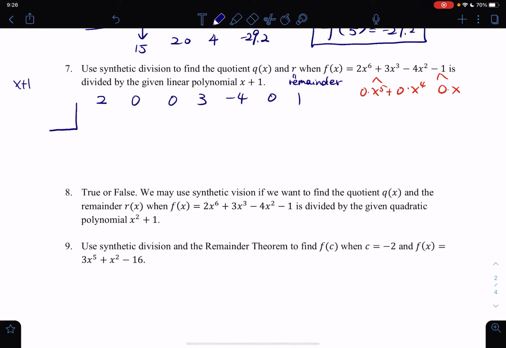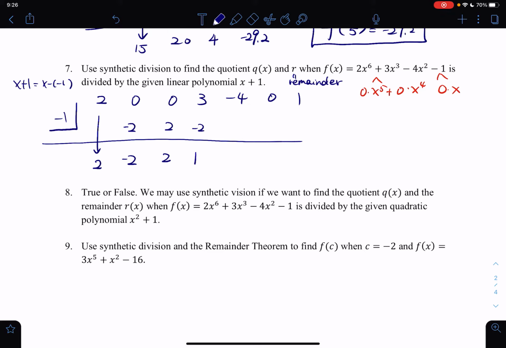X plus 1 is x minus negative 1. So you're putting negative 1 here. You need to make sure it's minus something. So you end up with 2 here, which is negative 2. And then you have 2 here. And then you have negative 2. You end up with 1, which is negative 1 here. And 5 here. Negative 5, negative 4. Okay, let's just double check. So we have 2, we have 2, we have negative 2, we have negative 1, we have 5.